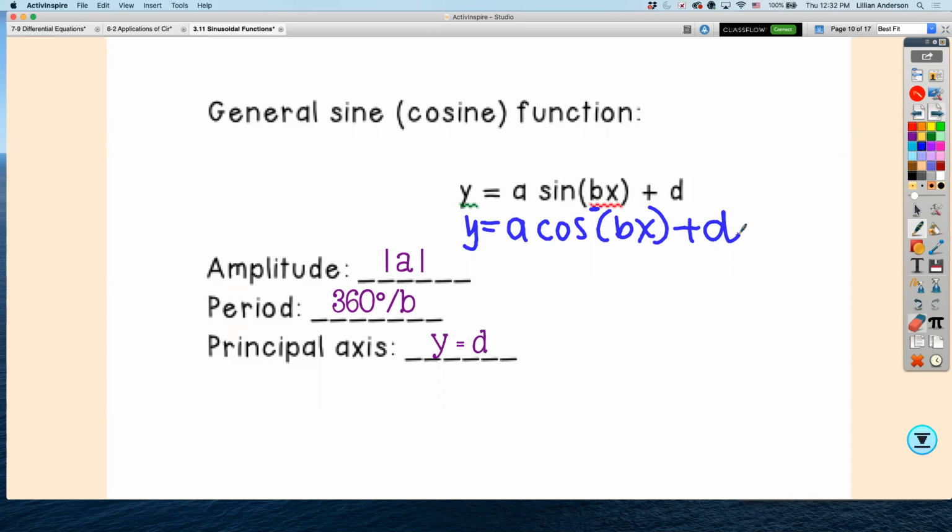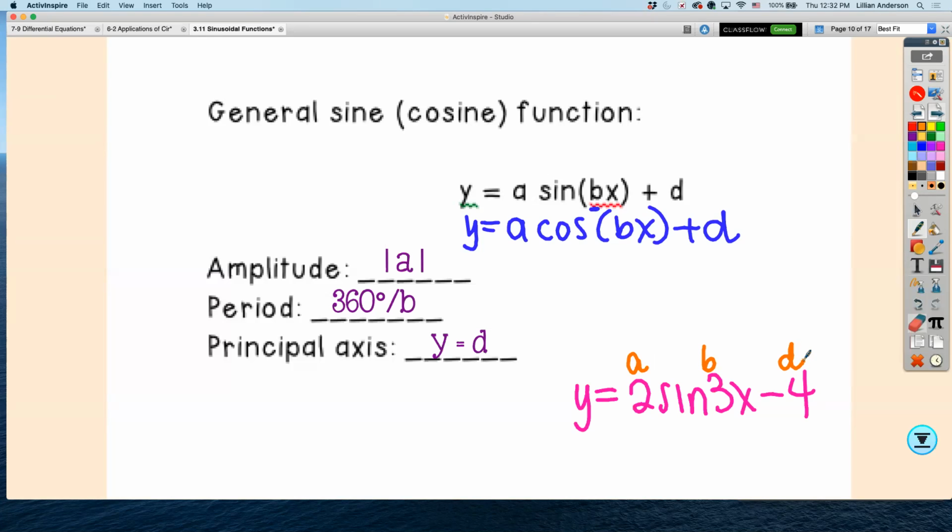Also, you don't technically need parentheses around the bx. So you really could have an equation that is y equals 2 sine 3x minus 4. You don't have to have the parentheses around the b and the x, but this is still a, this is still b, and this is still d, okay?